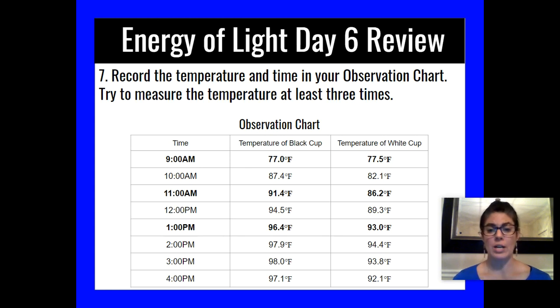At 2 o'clock, it still continued to increase, but at this point, it increased the least amount since the time we started observing. At 2 o'clock, the black cup only measured 97.9 degrees Fahrenheit, and the white cup measured 94.4 degrees Fahrenheit.